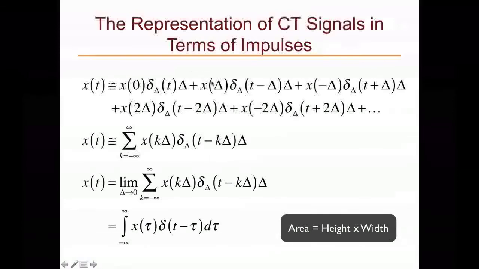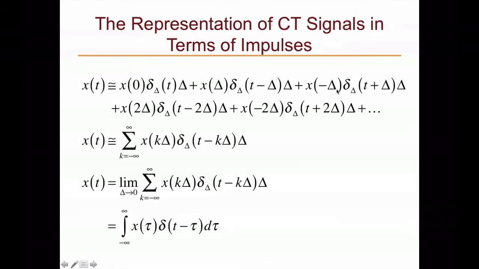Then if you shift it by delta, the capital delta here, you get the rectangular pulse at time delta. If you shift it by minus delta, you get the rectangular pulse at time minus delta, and so on. Then you can write the original signal as the summation of x[k delta] times delta t minus k delta, multiplied by delta here. You can think of this term as a rectangular pulse, and the signal x(t) can be approximated by the summation of these small rectangular pulses.